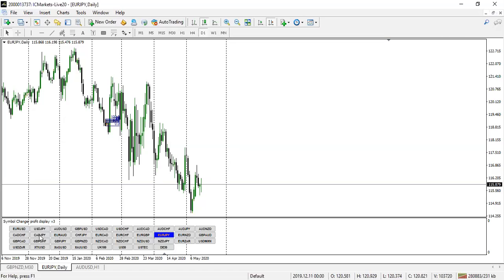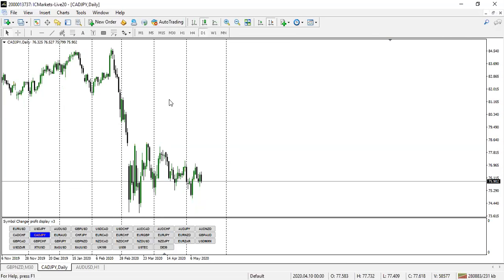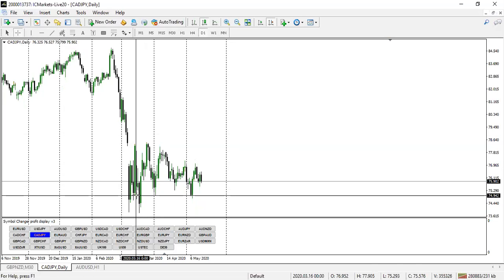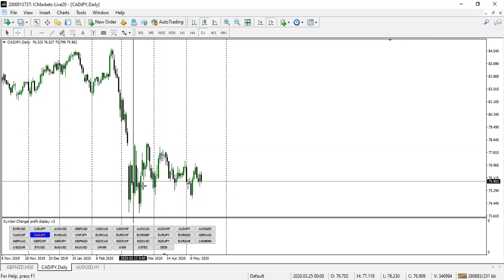And another pair that we should look out for is CADJPY. CADJPY, as we can see, this pair has also been consolidating. That was last week. We have this low raided and also got rejected at this particular order block here.